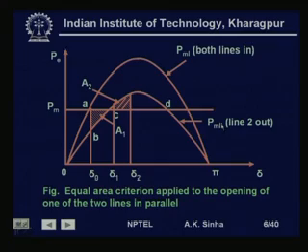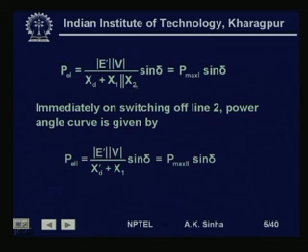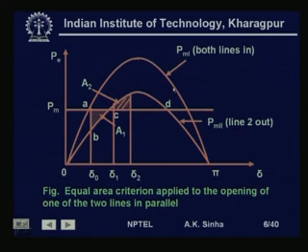Now, P max 2 is going to be smaller than P max 1, because here we have x d dash plus x 1 and x 2 in parallel, which is smaller than x 1 or x 2, and here we have x d dash plus x 1. In fact, here we should have x d dash, not x d. So, when both the lines are on, the maximum power that can be transmitted will be much more. We have this characteristics here, whereas in the other case we have this characteristics.